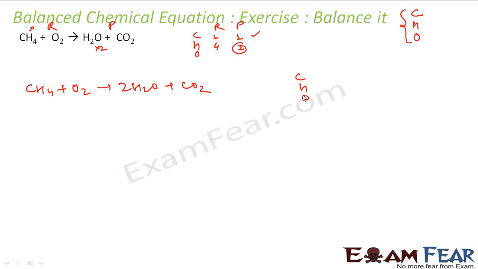So what now I get is, I'll again write CHO, reactant, product. Again I'll check the number of carbon, because it may change. So carbon is 1, product is 1. Hydrogen, we have 4 here and we have 4 here. Oxygen we have 2 here, and we have 2 plus 2, 4 here, right? So oxygen is not balanced. That means I have to multiply this guy with 2. So what I now get is CH4 plus 2O2 is equal to 2H2O plus CO2. Correct?